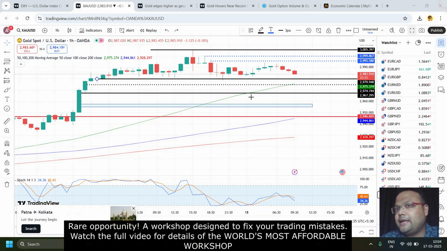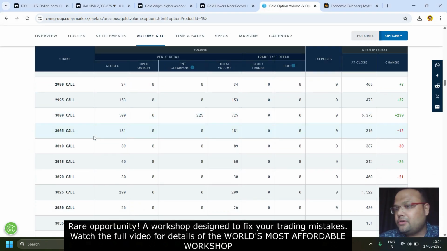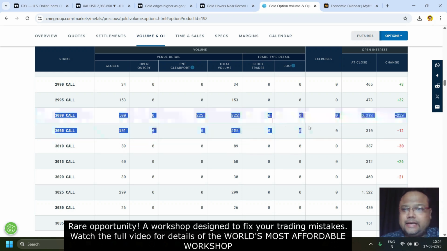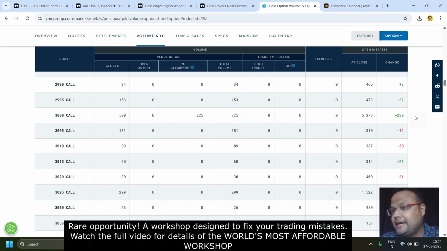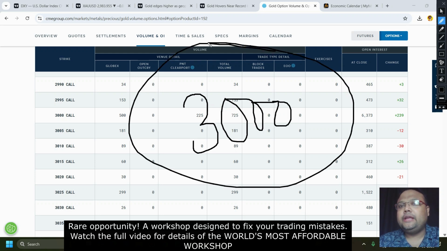And one more thing I would like to mention here is that on Saturday we saw a reduction in the number of contracts, but today I can see that the number of contracts is increasing again. So my dear friend, it may not be that easy for gold to cross the 3000 level. So there is a high chance that we may not see gold going above 3000 also.